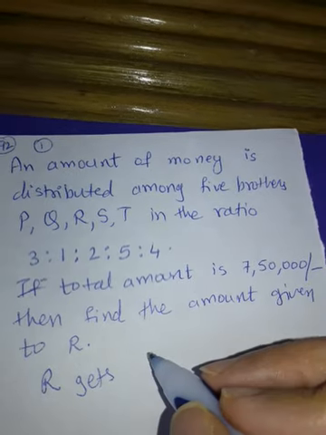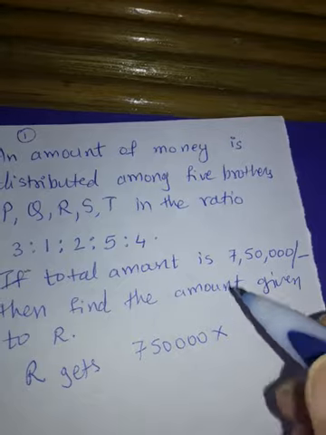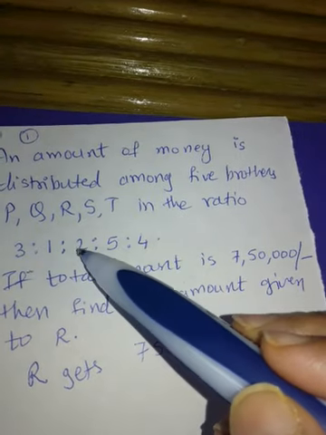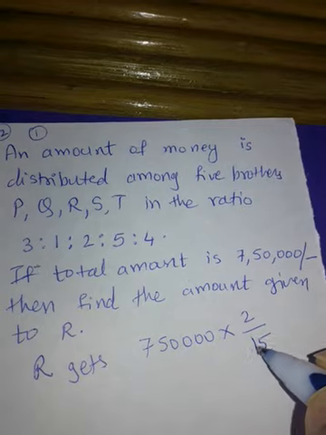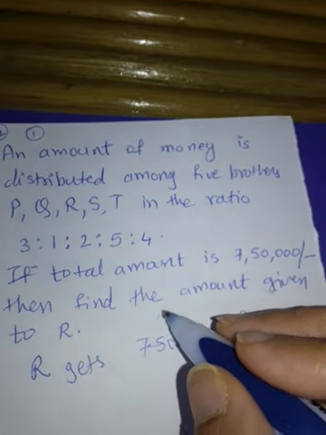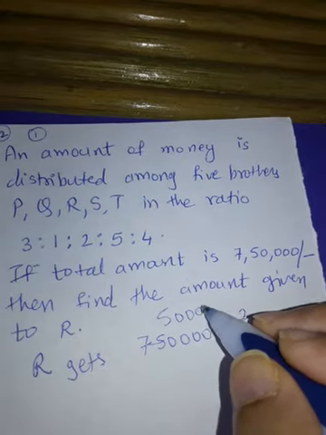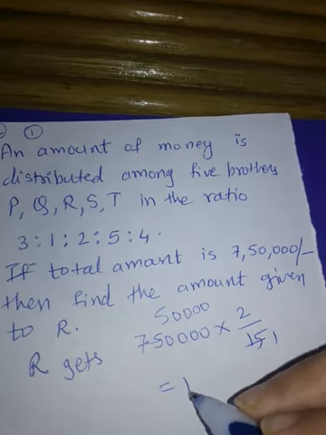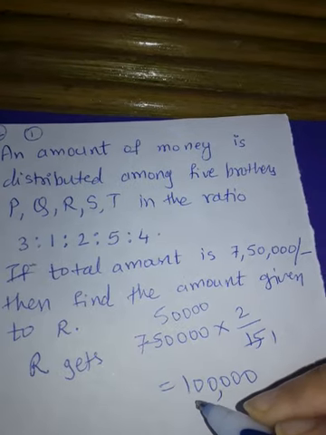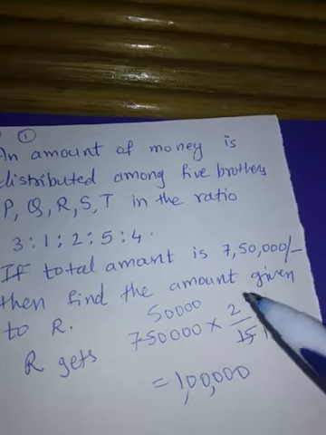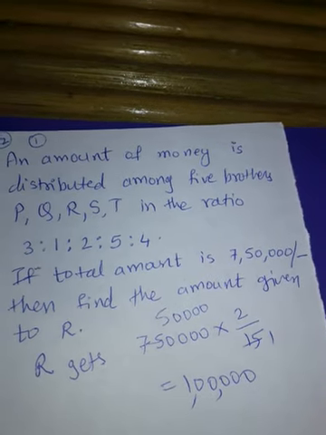R gets 7,50,000 into, since R pertains to 2, 2 upon 15. 15 fives are 75. So this is 5 twos are 10 and then the zeros. So R gets 1 lakh out of 7,50,000. Very clear?